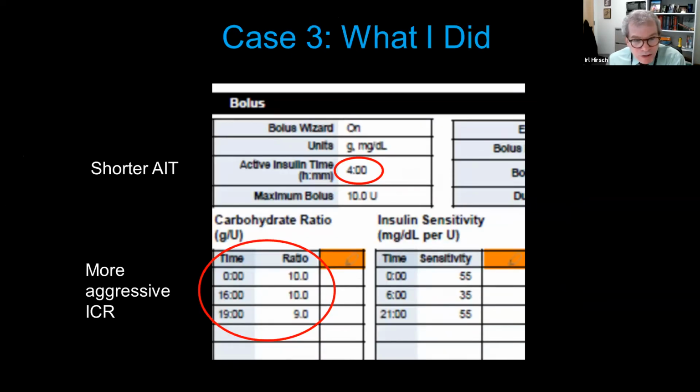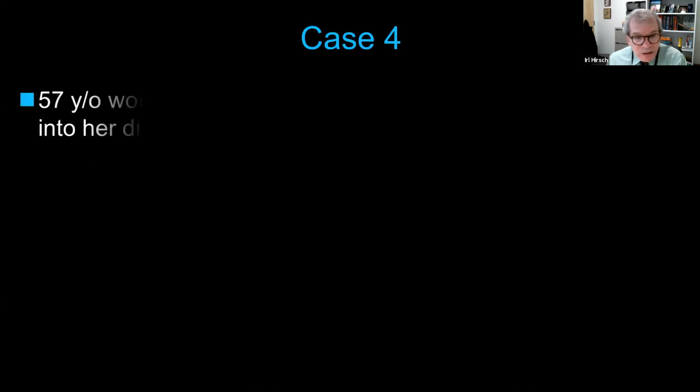So what I did was I made the active insulin time shorter. What that does is that it will give her more correction doses. Now, I know that active insulin time is 5 to 6 hours, but I also know that to make this work the best, because it is so conservative, I need to have shorter active insulin time than the real active insulin time for our rapid acting analogs. What I also did was I gave her more aggressive insulin to carb ratios. Let's look at this one.